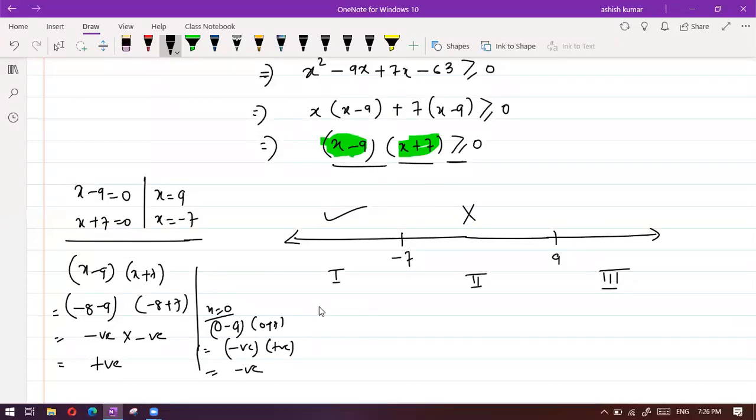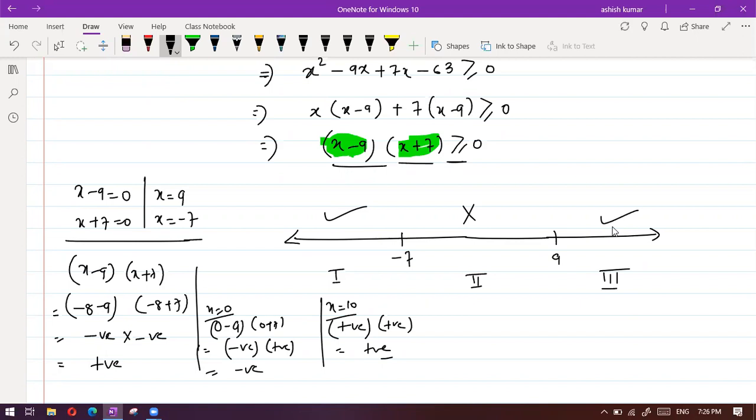And after 9, take a value 10. 10 minus 9 will be a positive value. X is equal to 10, I am checking. 10 minus 9 is a positive value and 10 plus 7 is also a positive value. So ultimately it will be positive. So this part will come. Understood, Ruchita?